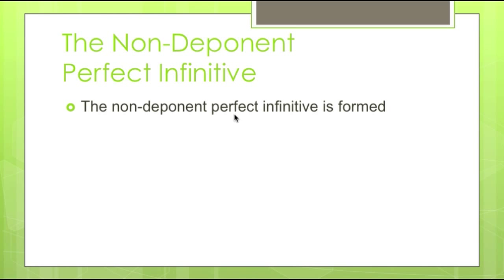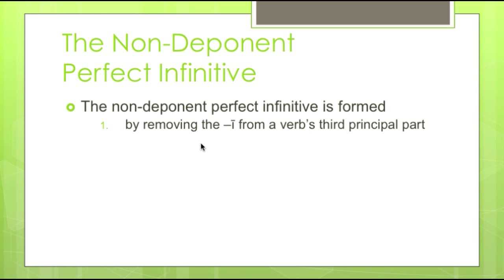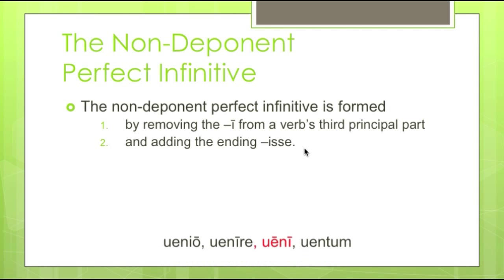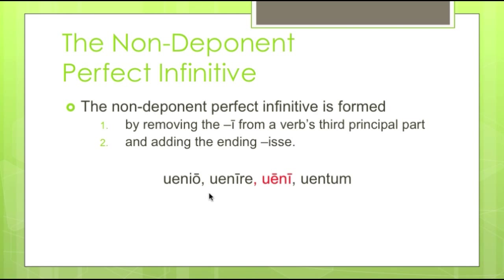The non-deponent perfect infinitive is formed in the following manner. It's quite easy. First, by removing the long i from a verb's third principal part. And then, second, by adding the ending isse. Here's an example. From venio, venire, veni, ventum, the verb that means to come, we take the form veni and we remove the long i, and we get ven. To this, we then add isse, and we get venisse. This is the perfect infinitive, to have come.